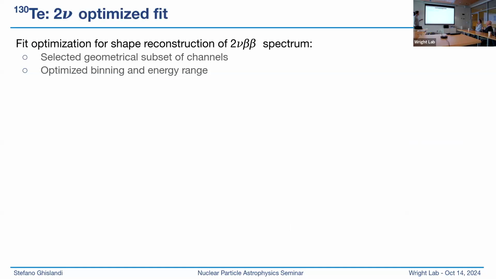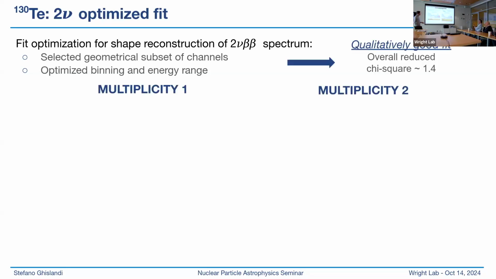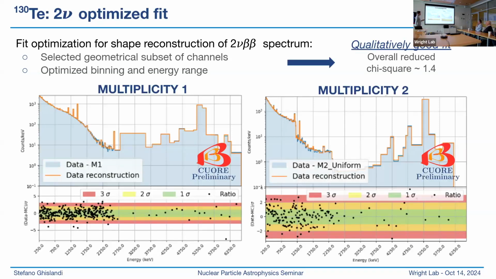Then coming to the two-neutrino measurement, we have actually done a fit optimization for these measurements. For this measurement, we selected geometrical subsets that were optimal for this. We also optimized some other parameters, and this is the result. So you can see in blue the data, and in orange the data reconstruction, which is the sum of all the backgrounds.